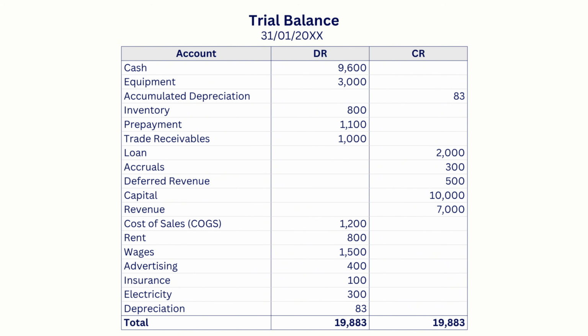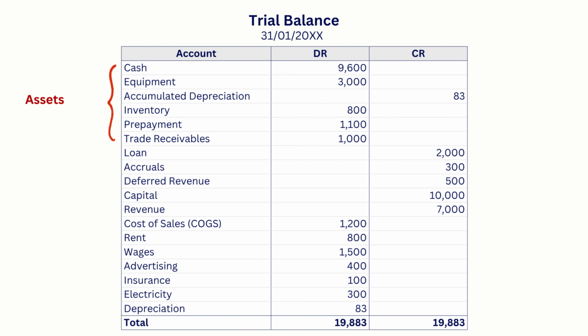Now that we've recorded and understood all the transactions, the next step in the accounting process is to prepare the trial balance. The trial balance is simply a list of all ledger accounts and their balances at the end of the period, in our case, at the end of January. Its main purpose is to check that total debits equal total credits, which helps confirm that our double-entry bookkeeping is arithmetically correct. Now we summarise all those balances into the trial balance.